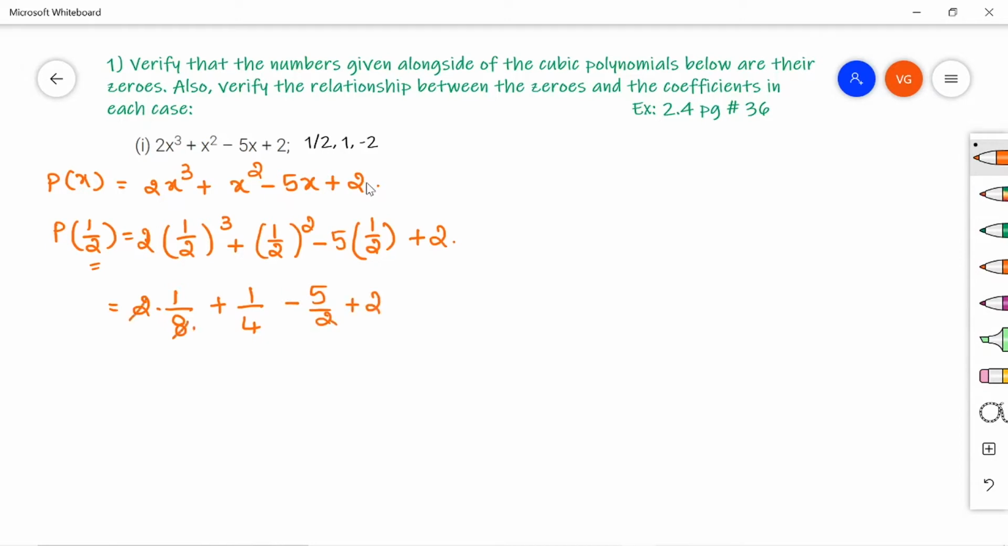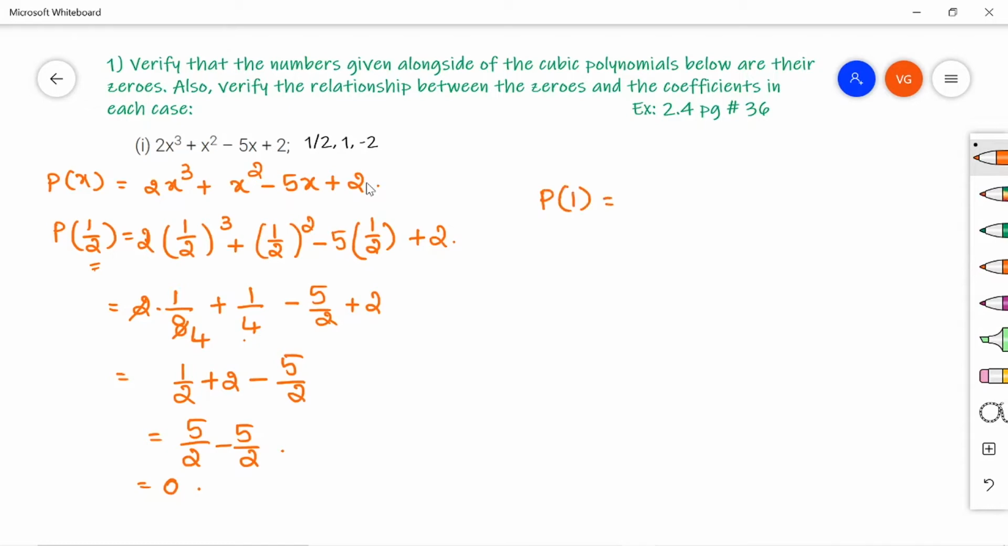So this is 1 by 4 plus 1 by 4, here 1 by 2, 1 by 2 plus 2 minus 5 by 2. So 1 by 2 plus 2, here 2 into 2, 4 plus 1, 5, 5 by 2, and 5 by 2 minus 5 by 2 will get cancelled, which is nothing but 0. So x is equal to 1 by 2 is the zero of the polynomial given here. Now let us check for the second number, p of 1.